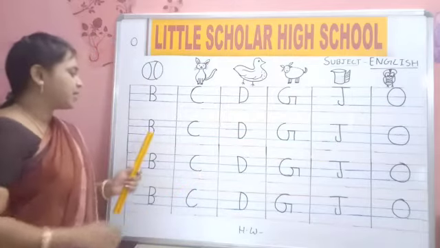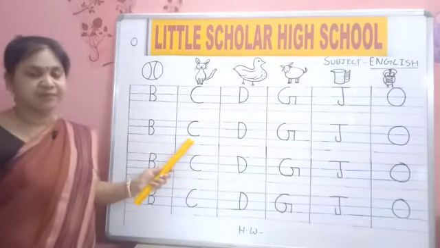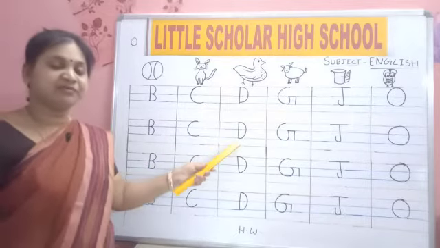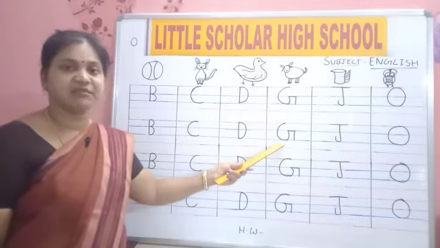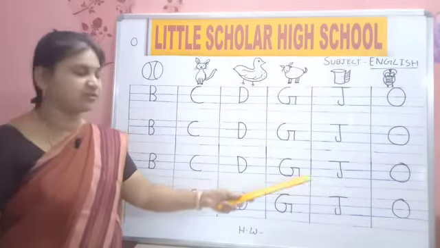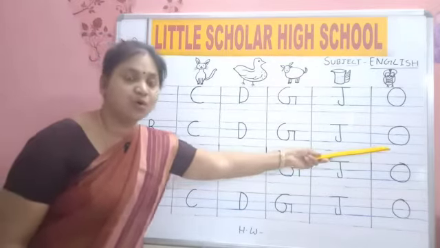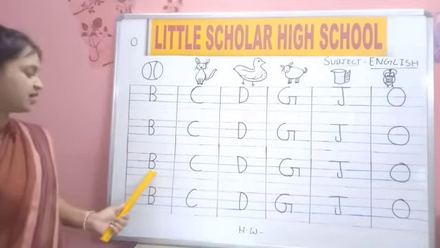Once again. B. B for ball. C. C for cat. D. D for dog. Duck. G. G for goat. Giraffe. J. J for jug. O for owl. O for ox.